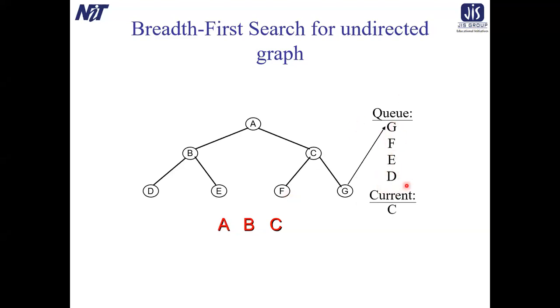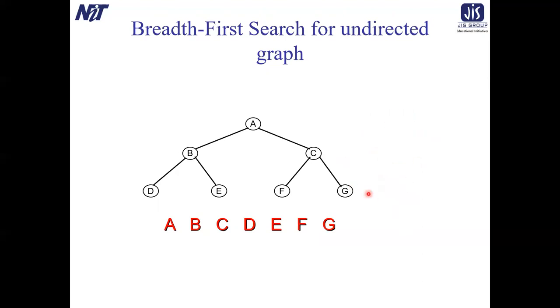Now my current status is D. There are no unvisited vertices, so we print it, confirming its status. Now come to E. No unvisited vertices are there, so we remove it. Now F is similar, and G also similarly. Now my queue is empty, so that means I have visited all the vertices.